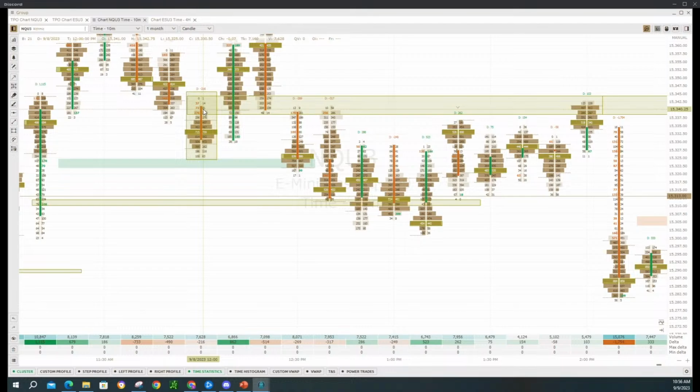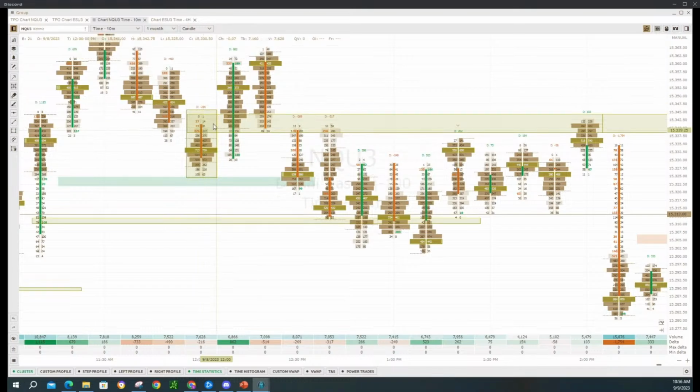Do not short imbalances on the same candle that hasn't completed, right? You see here, we did not get a break below this low, and it wouldn't have worked. You want to see an imbalance drive the low of that time frame candle. Once you come back, it's not a bad short.